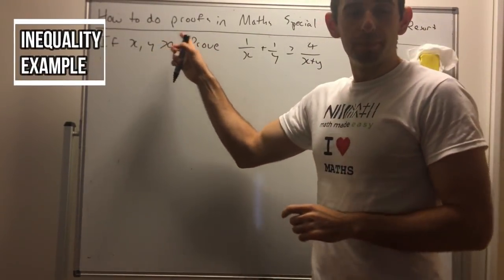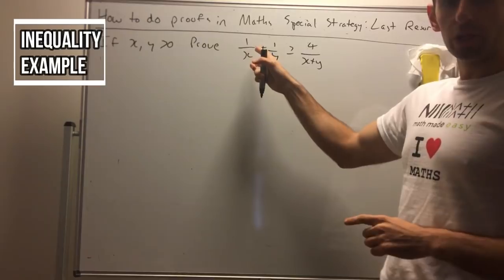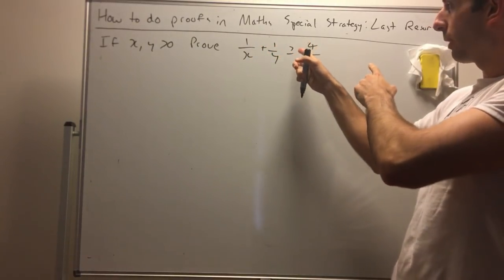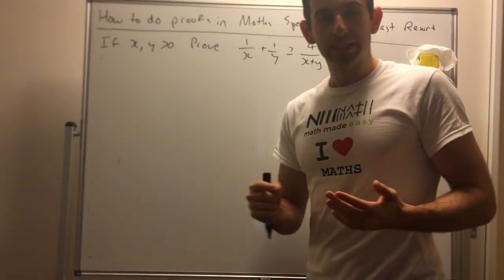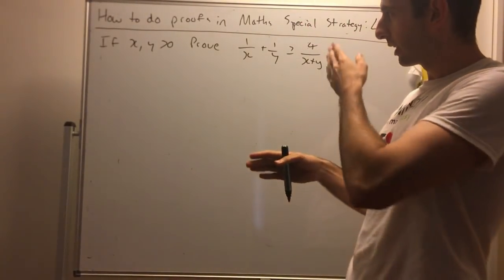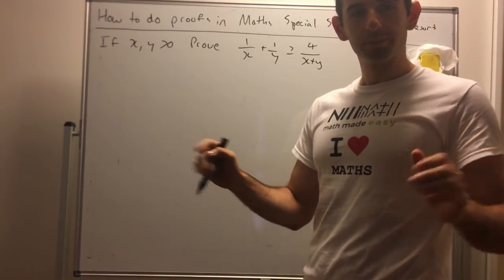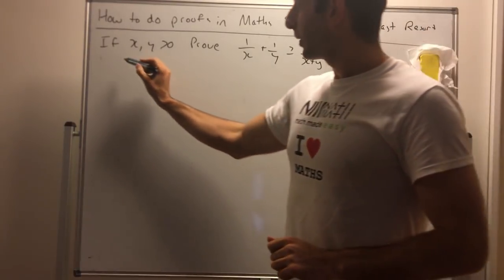Okay, first example. If x and y are both greater than 0, prove 1 on x plus 1 on y is greater than or equal to 4 over x plus y. Alright, so you're in an exam, you're rushing, you're stressed. You look at this question, you've got no idea where to start really. Okay, so what we're going to do, we're going to get your scrap paper.